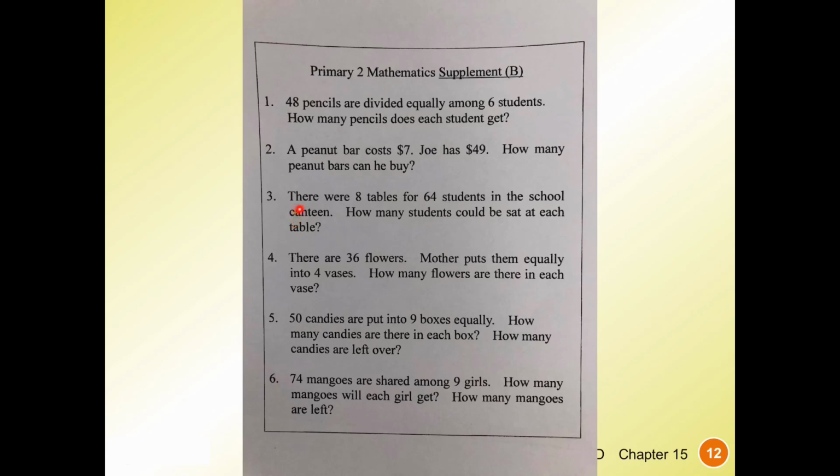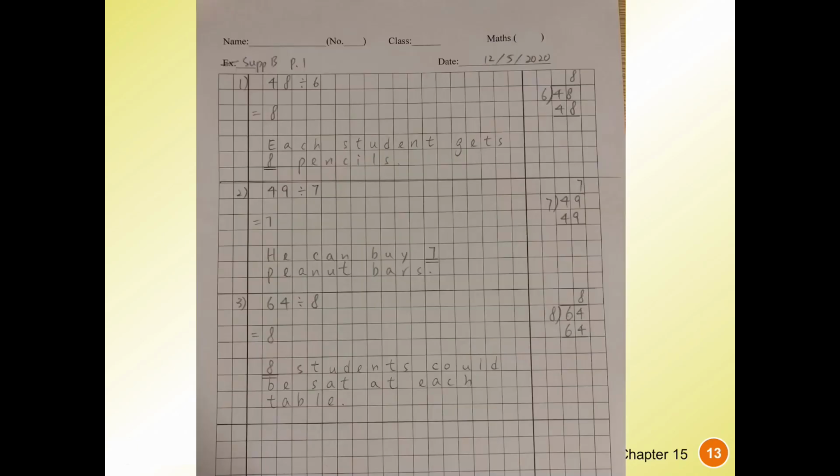Number 3. There were 8 tables for 64 students in the school canteen. How many students could be sat at each table? So 64 students, 64 items, and then we have 8 groups, 8 tables. So we want to know the number of items for each group, or the number of students at each table. So there, 64 divided by 8.